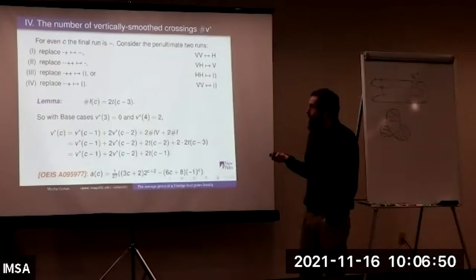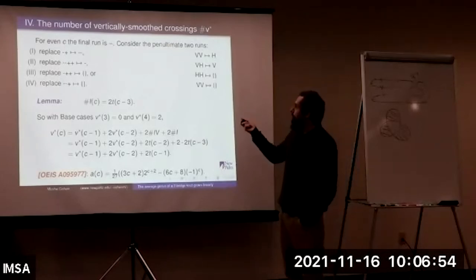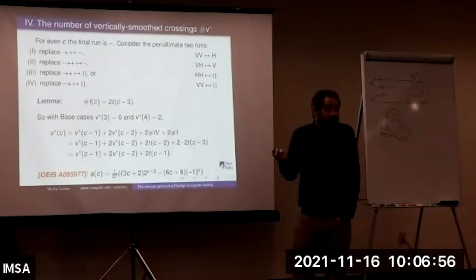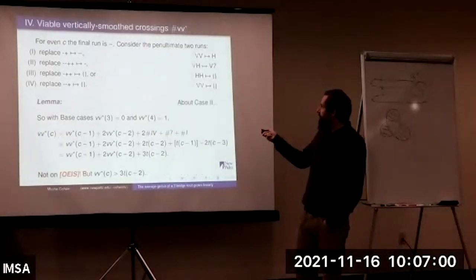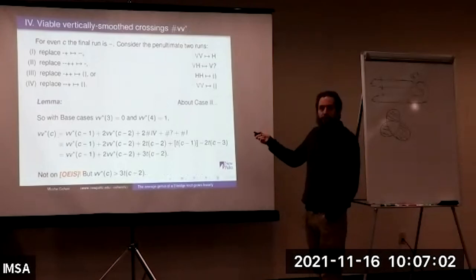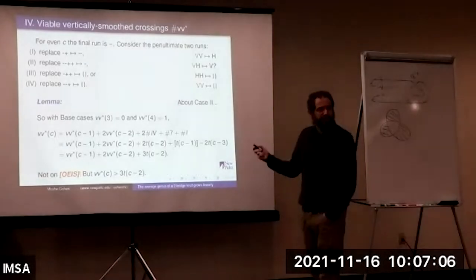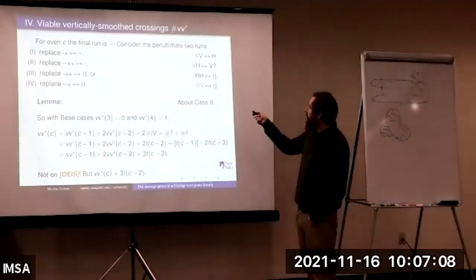The next thing that I wanted to do was try to figure out VV star by using the same technique. And it turns out that both of these are viable. And then this one is viable, but this one is really weird. Sometimes it's viable and sometimes it's not. This one is always viable and this one is always not.